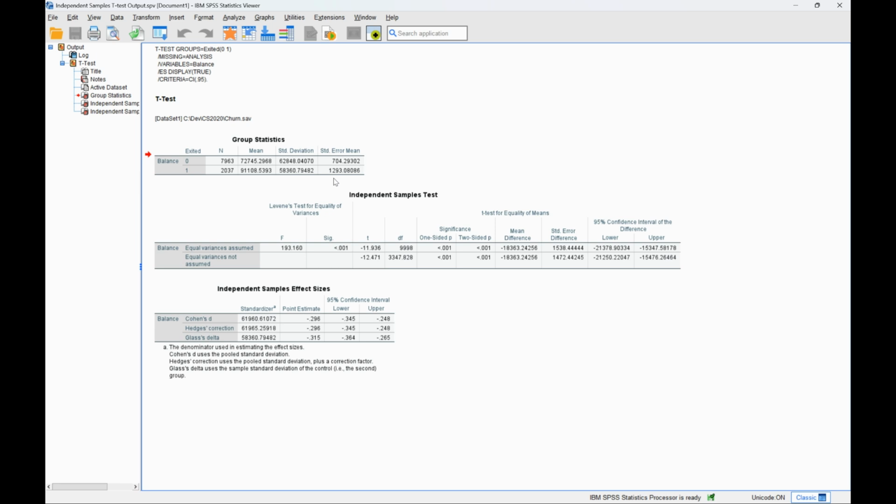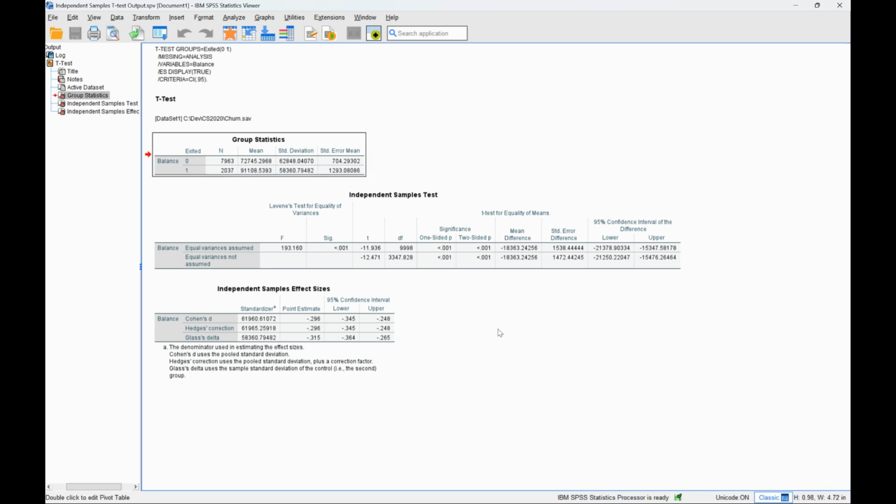When it comes to the standard error mean, or SEM for short, this is a measure of how accurate our estimate of the average balance is. A small SEM means our mean balance is a more reliable estimate. Both groups have relatively small SEMs, meaning the means we're looking at are pretty accurate.